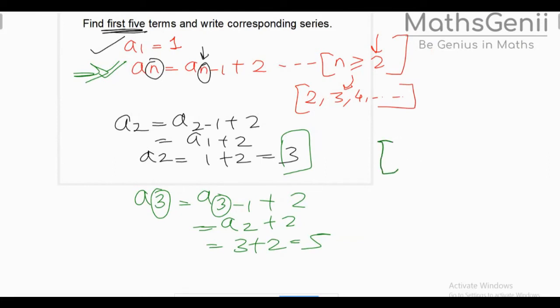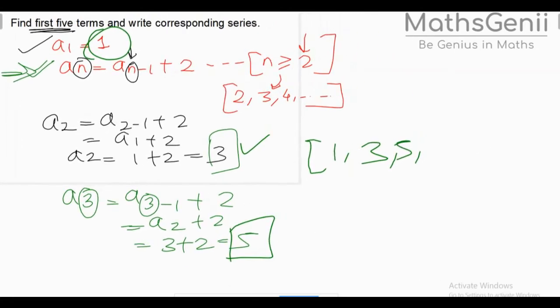And please solve it and check by yourself. So 1, a1 already given, 3. Then next term is what? 5. Then next term, now I can simply guess, but in exam you will have to solve till a4 and a5 also. Then you have 7 and you have 9. So this was one part of the question.